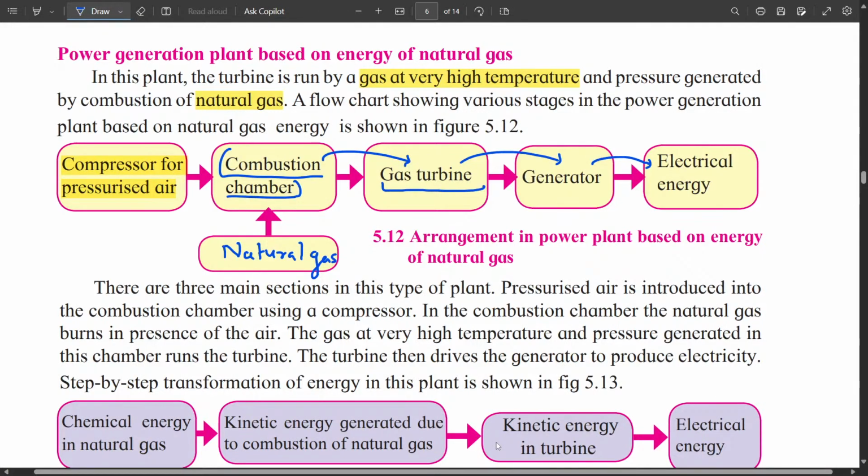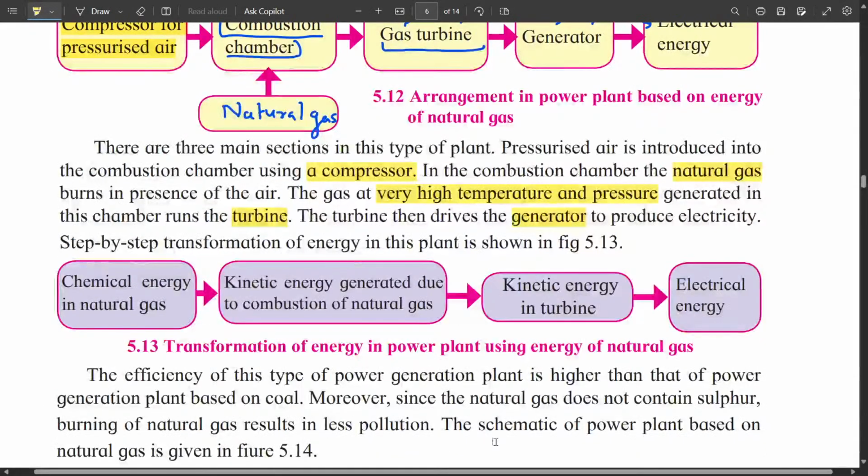So there are three main sections in this type of plant. Pressurized air is introduced into the combustion chamber using a compressor. In the combustion chamber, the natural gas burns in presence of air. So fuel is natural gas. The gas at very high temperature and pressure generated in the chamber runs the turbine. The turbine then drives the generator and then the electricity is produced.